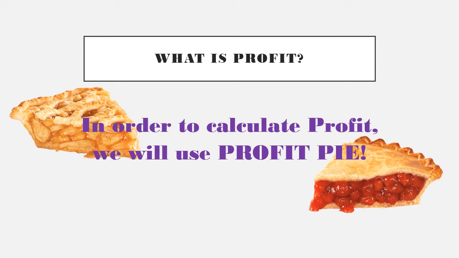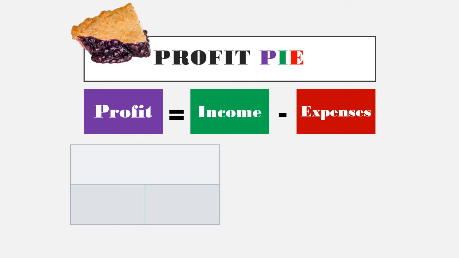So in order to calculate profit, we will use profit pie. In profit pie, we'll think of pie, P-I-E, as profit, income, expenses. Every time you're calculating profit, I always think about this part-whole. That's the easiest way to do it. So income is the total money that you make. So that's going to be our total.